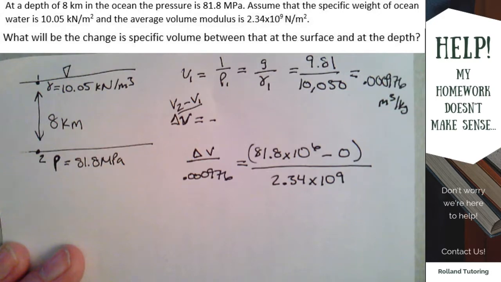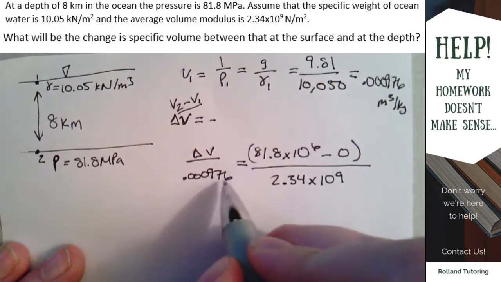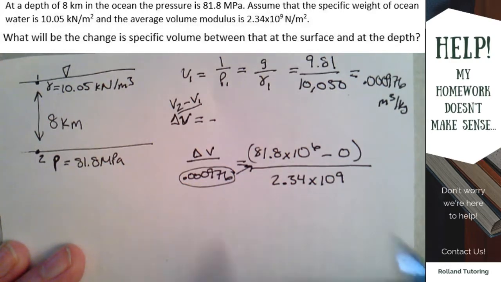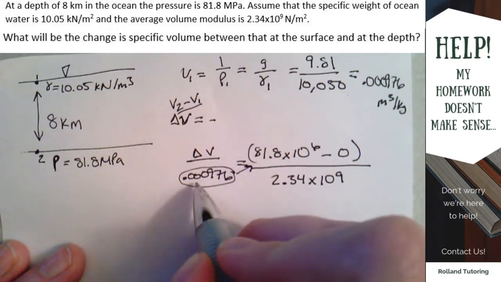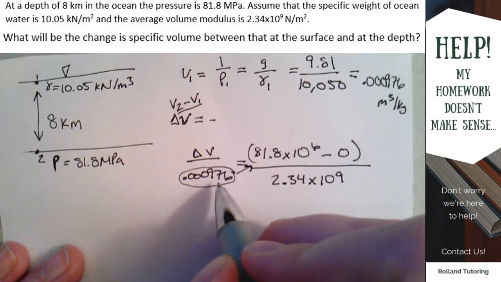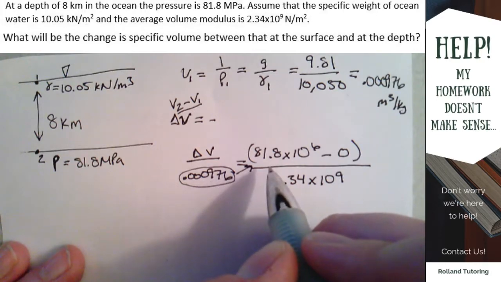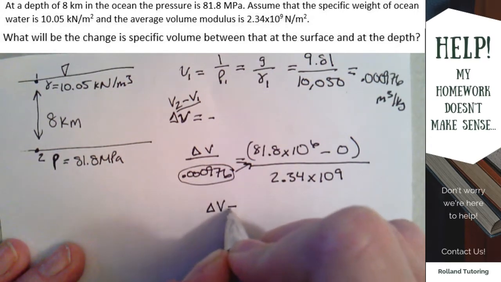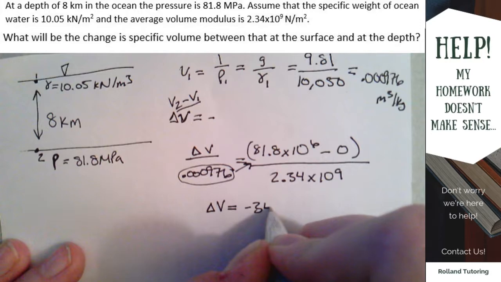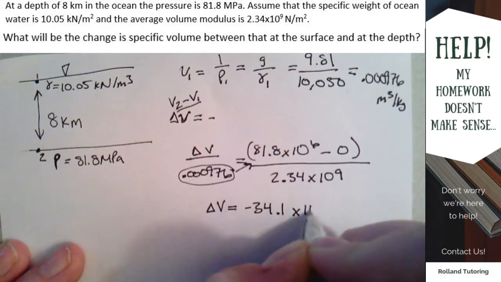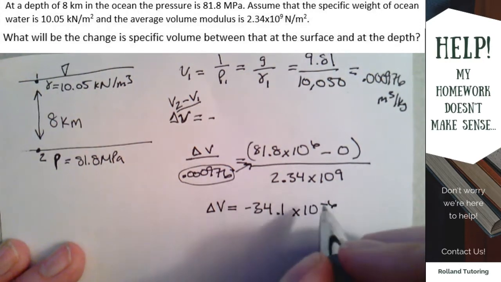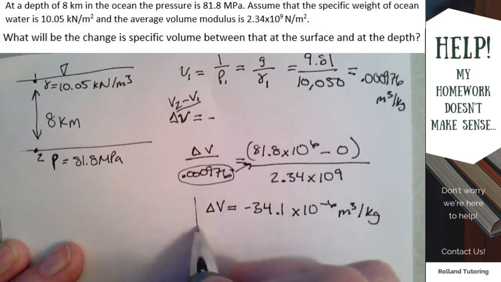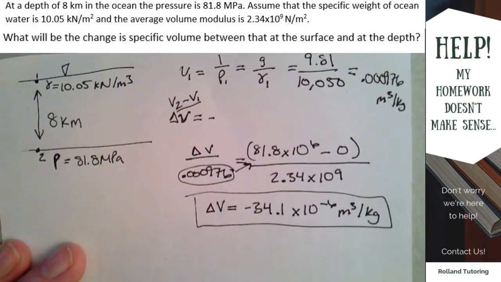So if we go ahead and work that out, we can multiply this number up here. If we work all of that out, we get 0.000976 times 81.8 times 10 to the negative 6. So our delta V becomes 34.1 times 10 to the negative 6th meters cubed per kilogram. So that is answer 1.